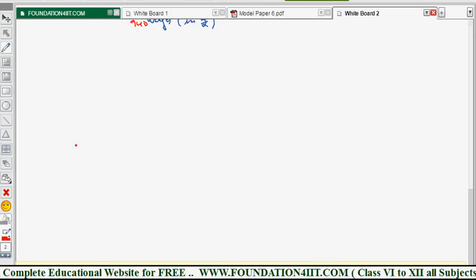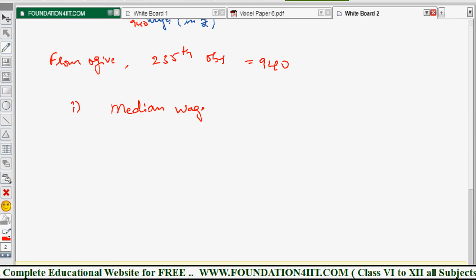Similarly, one more question they asked. Okay, first let me write this. From the Ogive, the 235th observation is to find out the median. 940. So therefore, median from the graph: median wages is rupees 940.